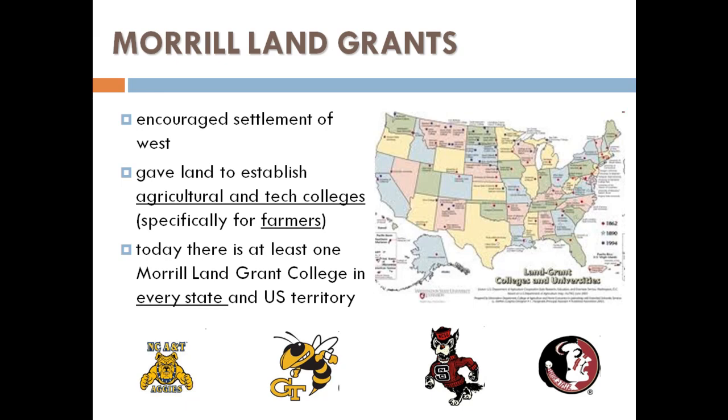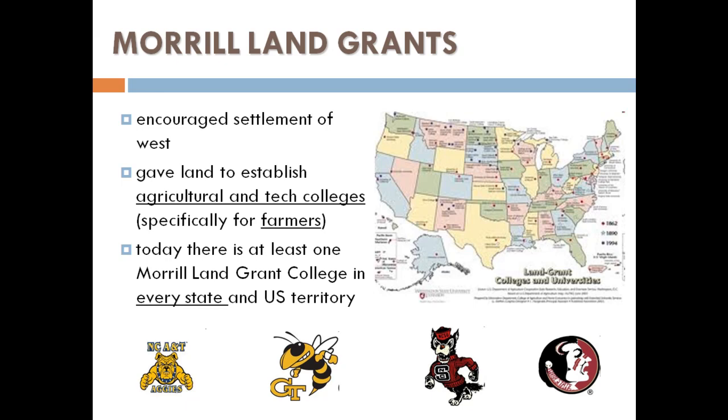To talk a little bit more about the Morrill land grants, this was an idea created by Justin Morrill, a Vermont congressman, and it was another attempt to encourage settlement of the West. It gave land to each state, to each senator and representative, to establish agricultural and technical colleges, specifically those that would teach methods of farming.